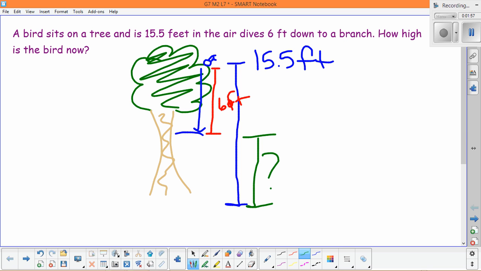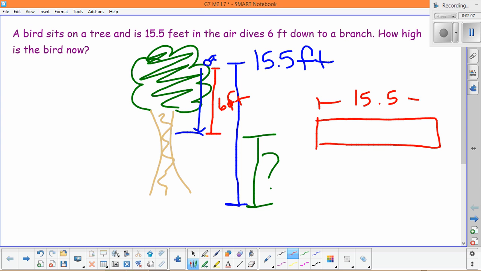And we need to figure out what operation we can do to figure that out. If I turn this diagram on its side, I create a tape diagram with the total height of the tree being 15.5, part of my tree being 6 feet, and I don't know the other part. It becomes a really simple problem, something that we may have done in elementary school. So you could do 15.5 minus 6. And what will you get?